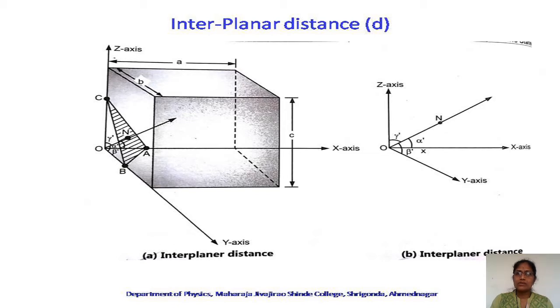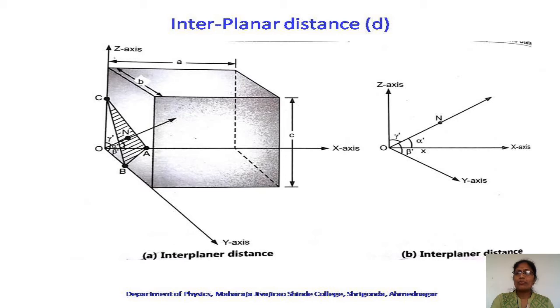We have considered such a plane ABC as shown in the figure. Now the length OA is expressed in terms of the hkl plane, and it comes out as a upon h by the definition of the hkl plane. Then the length OB is nothing but b upon k, and the length OC is c upon l. These are the lengths OA, OB and OC.